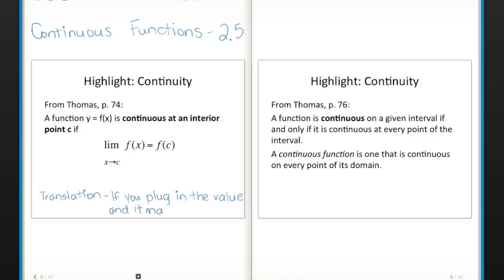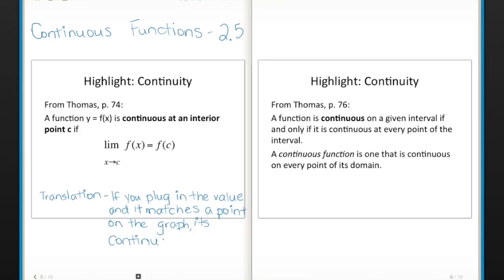As you can read below, if you plug in the value and it matches the point, then your function is continuous. Doesn't sound that scary because it's really not. And moving on to the next screen.